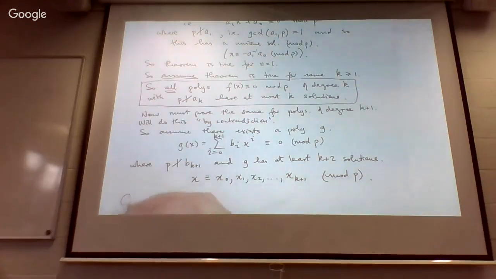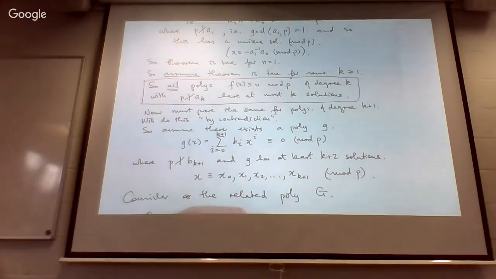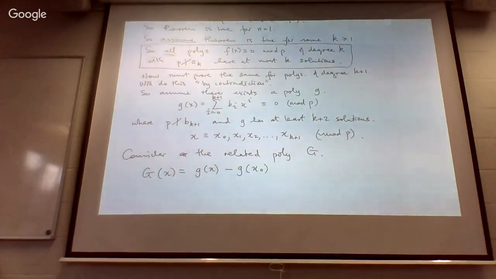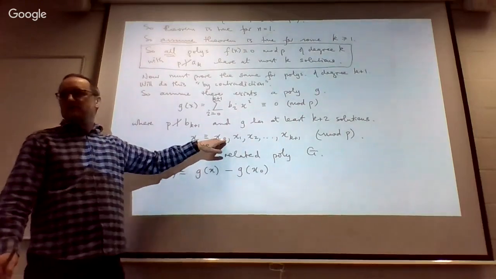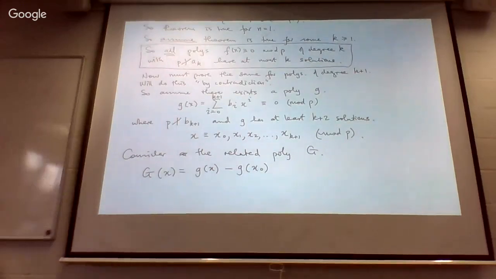Now, consider a related polynomial, capital G. So we're going to define a related polynomial, and it's the polynomial little g minus a particular constant. We're going to subtract the value little g of x naught. So x naught is the first of our solutions to g of x, and we're going to subtract it from g of x.